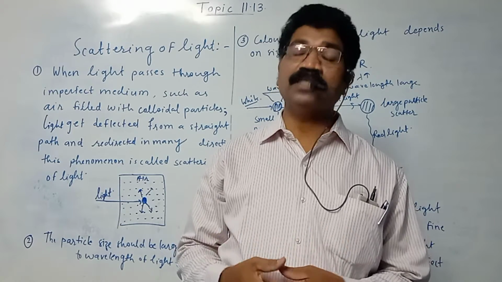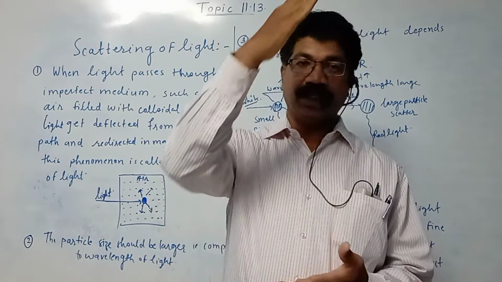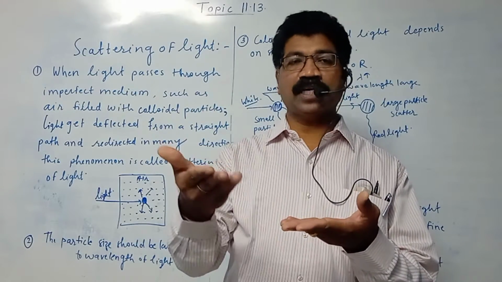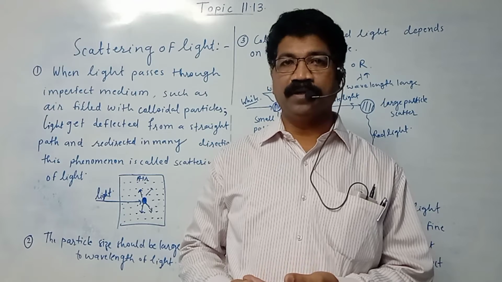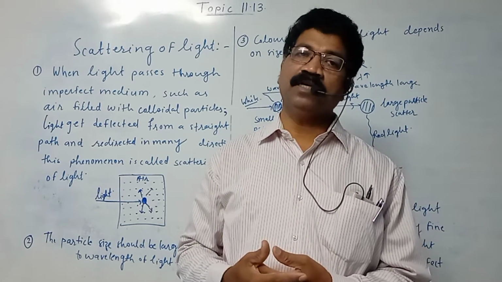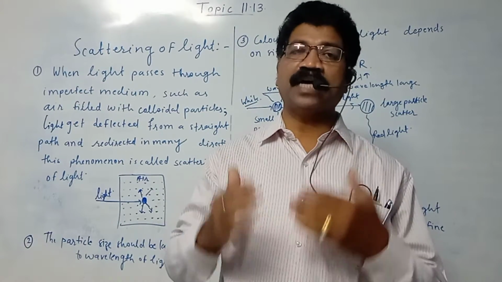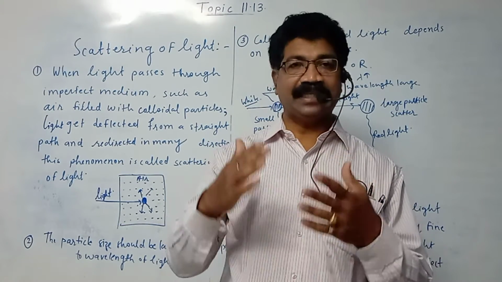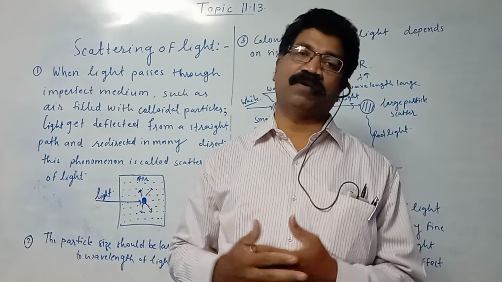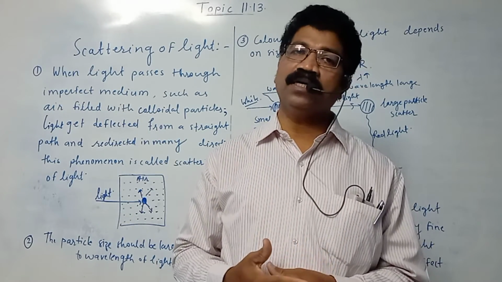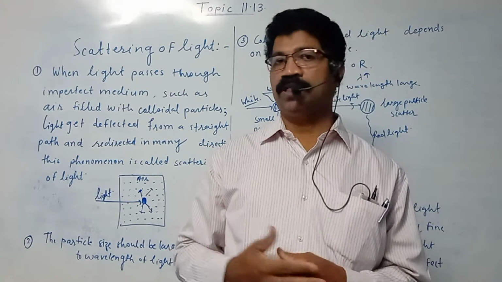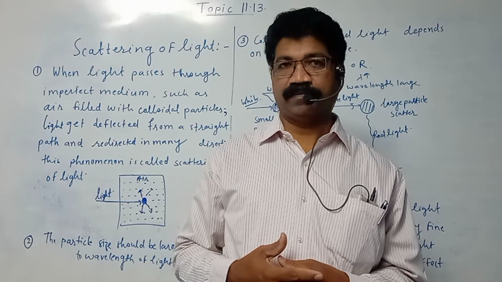Then refraction. What is refraction? Light comes from air and enters into the glass. Air is a transparent medium, glass is a transparent medium. While passing from one transparent medium to another, it changes its direction. It will either bend towards the normal or bend away from the normal. This phenomenon we call refraction of light.